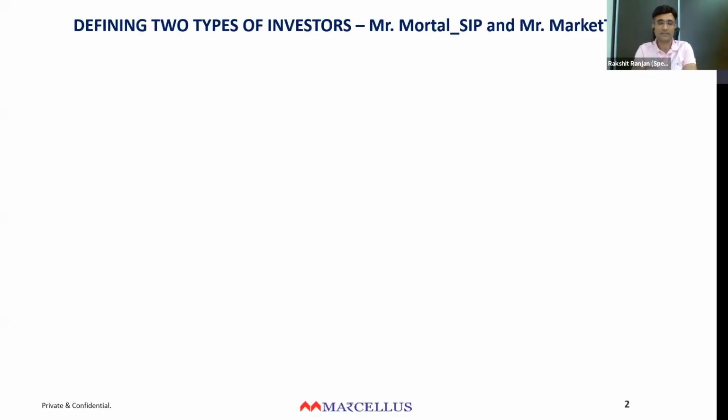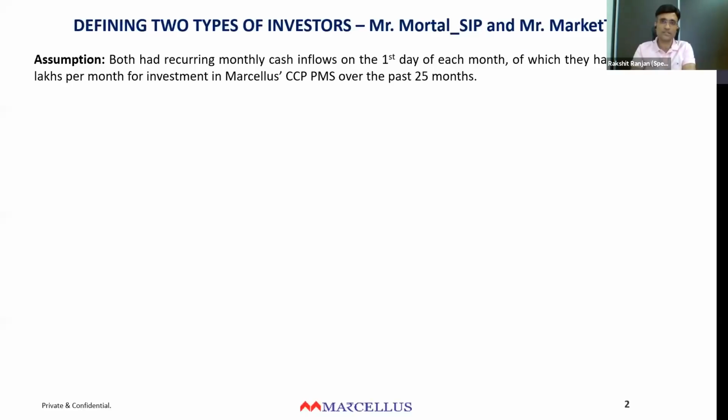market. And the second individual we've defined here is Mr. Market Timer, right? So what do Mr. Mortal and Mr. Market Timer really do? So both have a recurring monthly cash inflow on the first day of each month. Right, let's say both are earning a particular salary, whatever it could be, 5, 7, 10 lakh rupees a month or whatever, or lower number or higher than that.